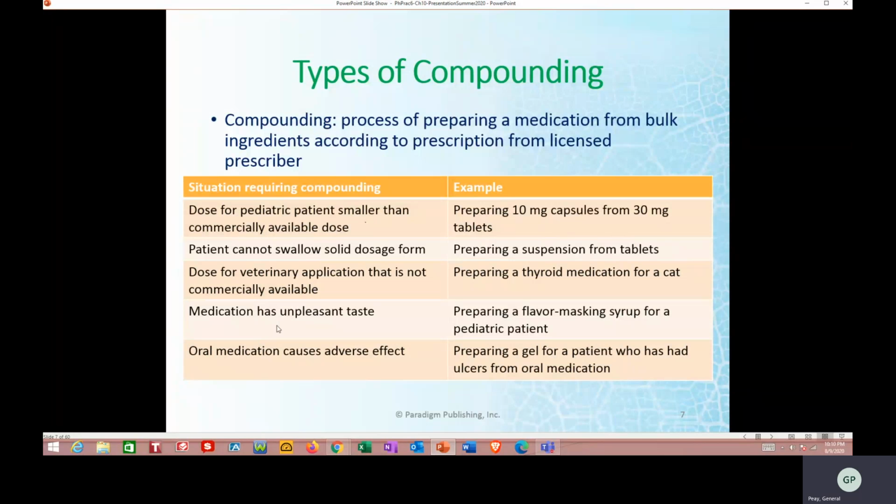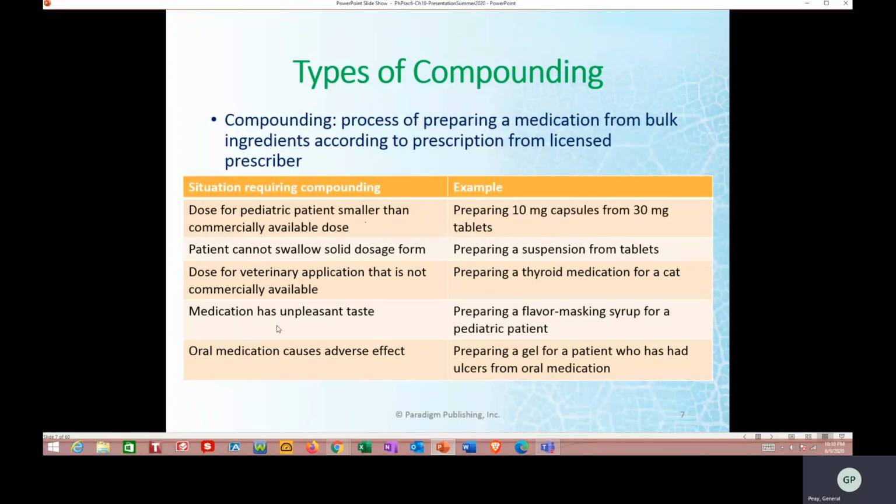Medication that has an unpleasant taste. We see this more so with children. There are certain medications, and there are a few antibiotics, that the child just doesn't like the taste of. The mom or the dad gives the child the dose, and the child spits it right back out because it doesn't taste good. And that doesn't help the child any, because if they're spitting out the medication, they're not getting the actual medication that they need to get better.